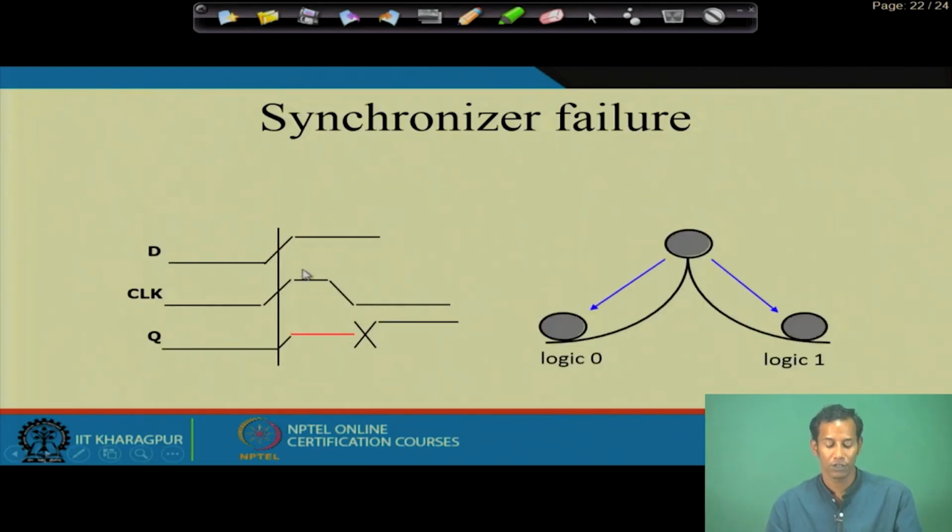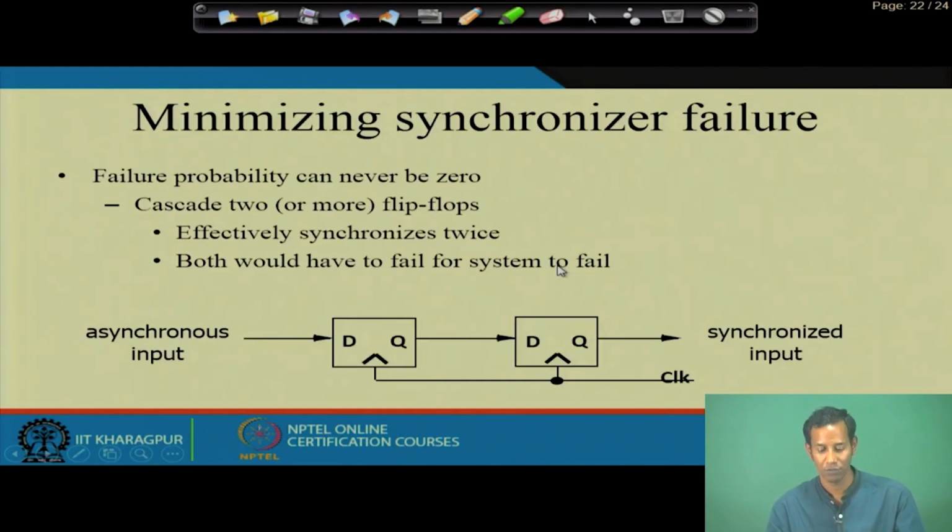Okay. So, if we see what causes this synchronization failure, suppose this is the clock edge, and at this particular clock edge the data changes its value. At that time it does not recognize whether that value is 0 or it will pass the value of 1. So, that is named synchronization failure.